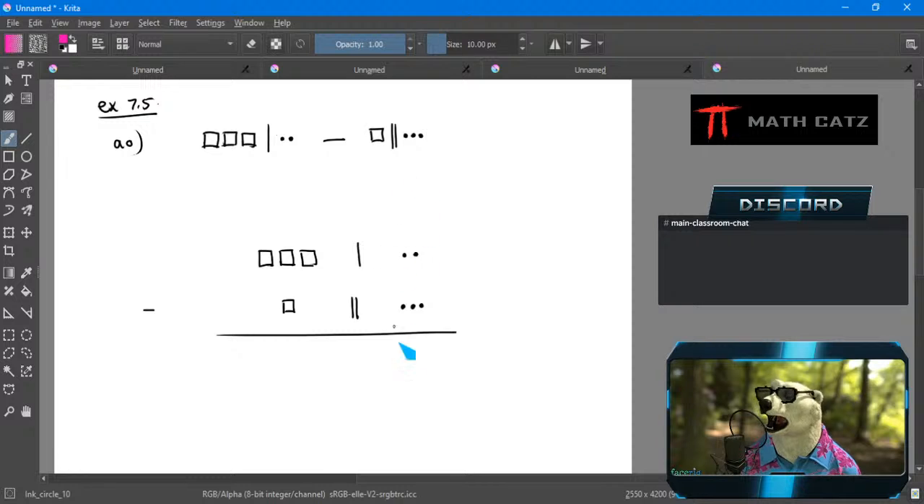Now in the rock column, I have 2 take away 3. Can't be done. I need to go borrow a finger. I'll borrow this finger. As soon as I bring it over, it splits into 5 rocks.